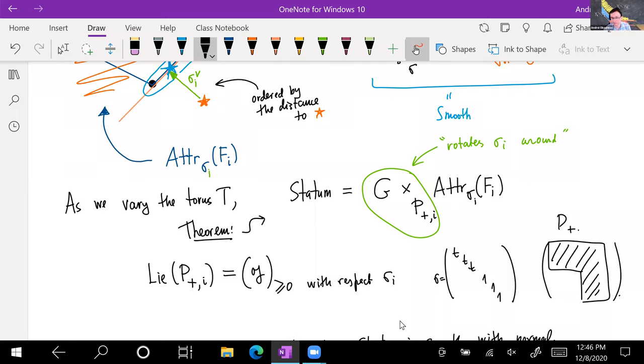It's an example. While we're here, are the only sigma I that can show up those that are perpendicular to facets of this polytope, or do you have to take all possible polytopes? So we classify all possible polytopes by the facet which is closest to the origin. That means we choose a vector which is supposed to point to this closest facet. In other words, we choose some one parameter subgroup, and then we have to normalize it somehow.